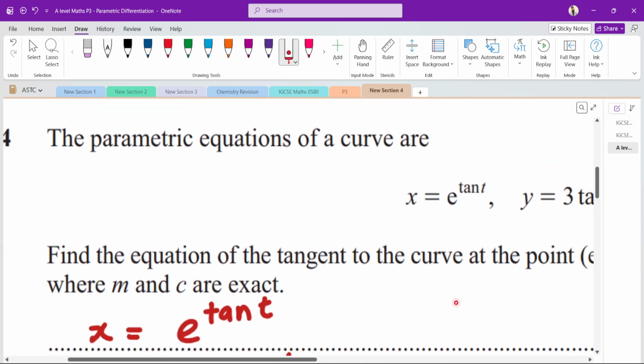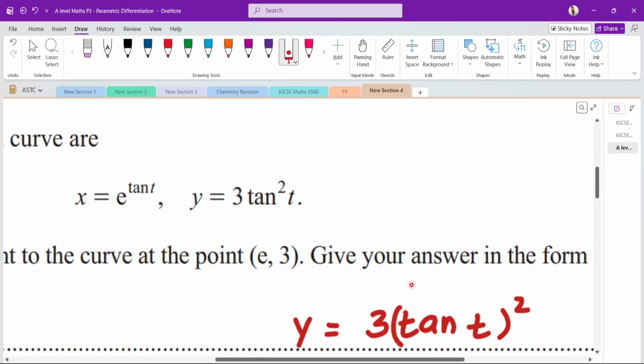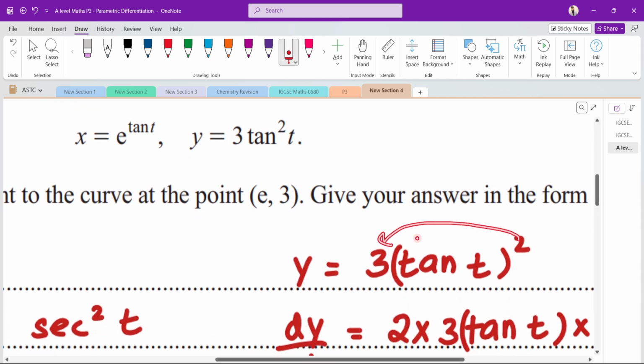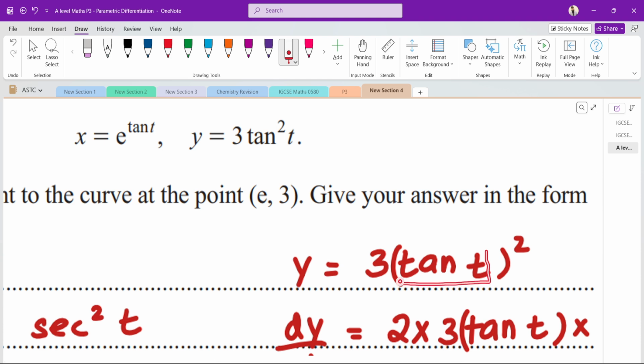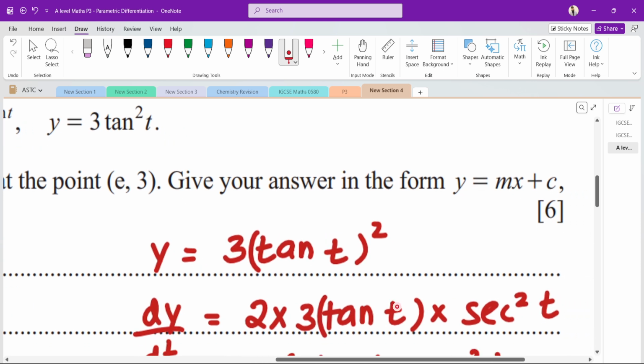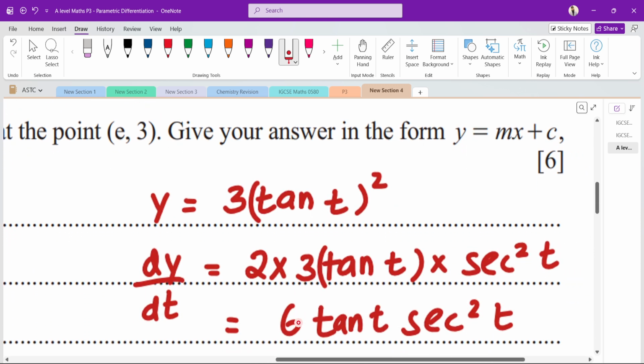Then step 2 is to find dy/dt. First of all, I'm going to write down this power like this, so that I can apply the chain rule. Now when we differentiate, this 2 multiplies with this 3, you subtract 1 from the power, there you go, and then you multiply by the derivative of what's inside the function. Again, we have tan t inside the function, and its derivative is sec squared t. Now you simplify it, so you will end up with 6 tan t sec squared t.